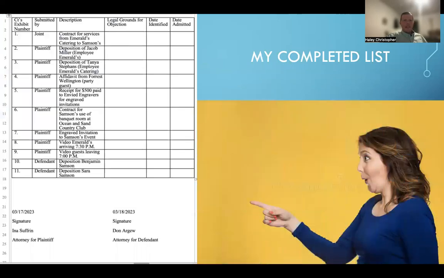All right, yeah. So as you can see here, column 1 is the exhibit number. Number two is submitted by, and as you see, I did an example of plaintiff, defendant, and joint. Thirdly, we have the descriptions, and if you look at the one I have included, it's our good old friends from the Sampsons and Emeralds Catering. And then I didn't include any legal grounds for objections or the dates because it wasn't necessary.